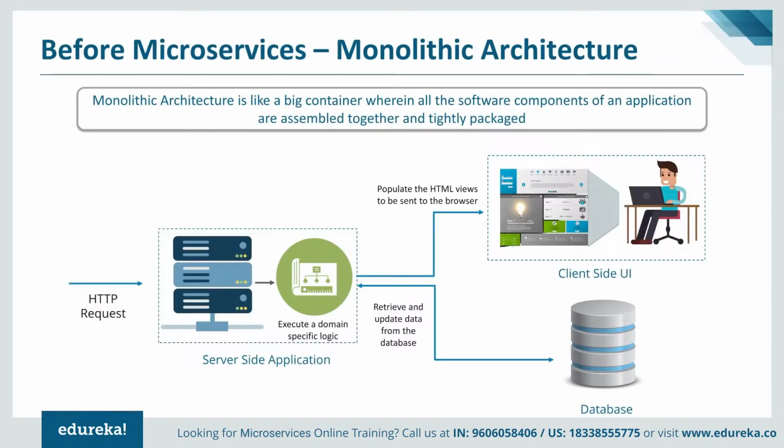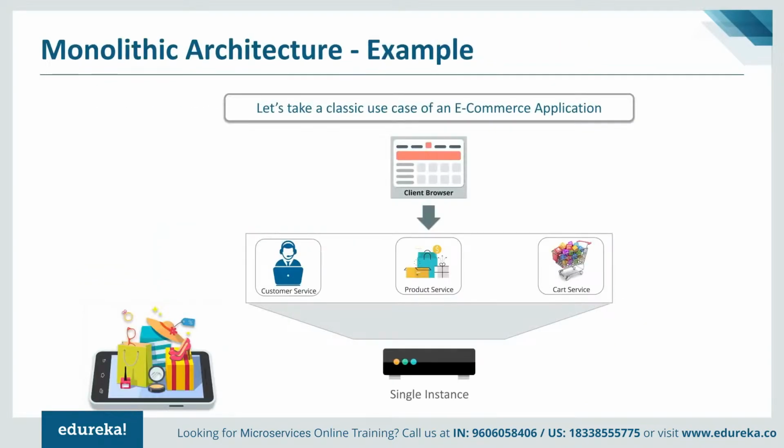I'll give you a better example of what exactly monolithic architecture is. Let me just move forward. Let us discuss a classic example of an e-commerce website like Amazon or Flipkart. Everyone actually visits these websites quite often, so that's a perfect example to explain this. Let's understand what monolithic architecture exactly means with this example.